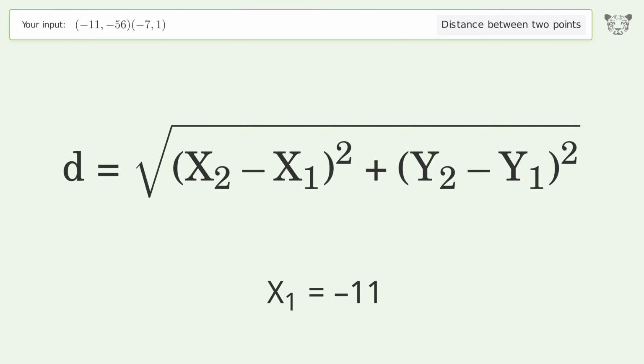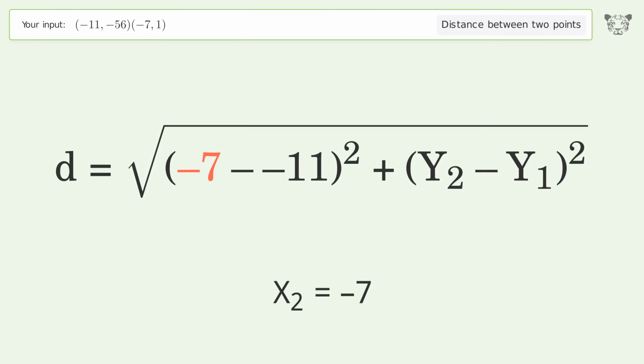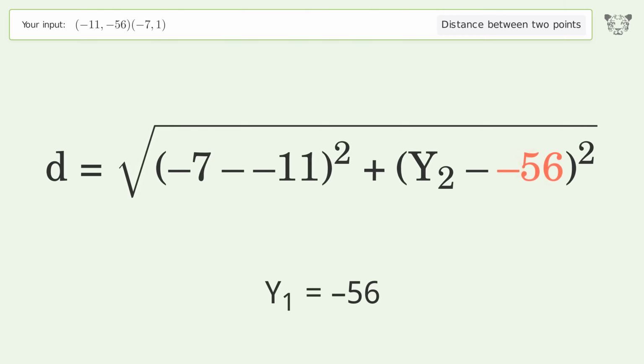x1 equals -11. x2 equals -7. y1 equals -56. y2 equals 1.